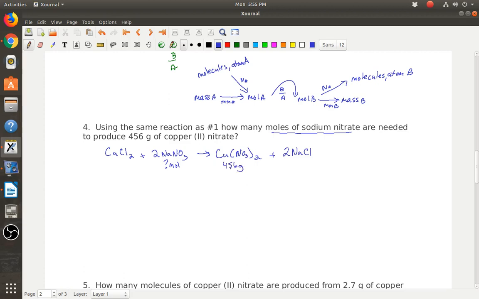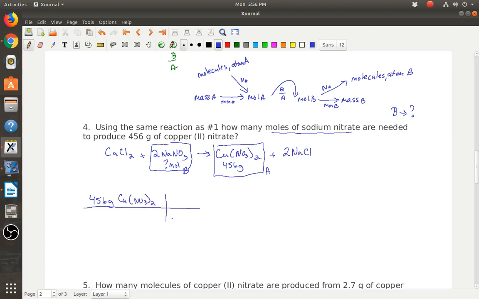456 grams. All right, we're going to label the question. B is always the question. A is always the part you know. So you start with what you know: 456 grams of copper 2 nitrate.